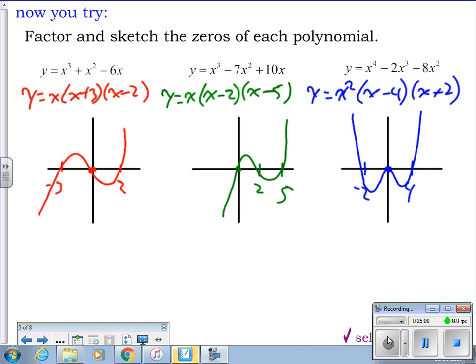X to the fourth looks kind of like a W, usually. But remember, because it's the fourth power, both ends will go up, with squiggly stuff in the middle. Okay. Questions?